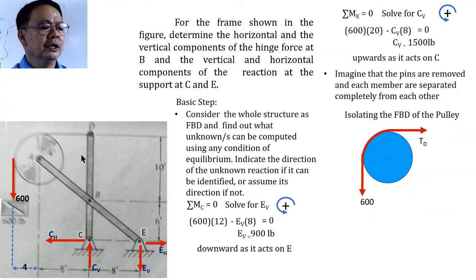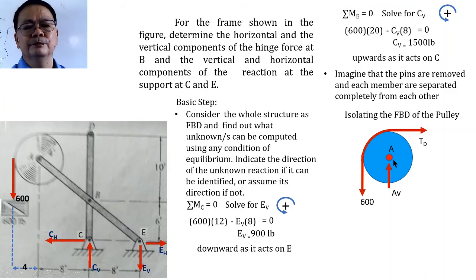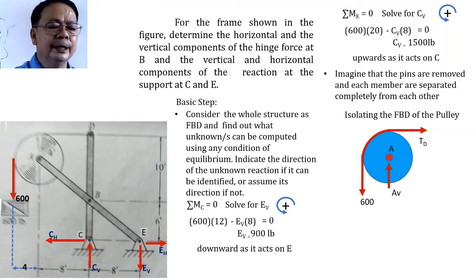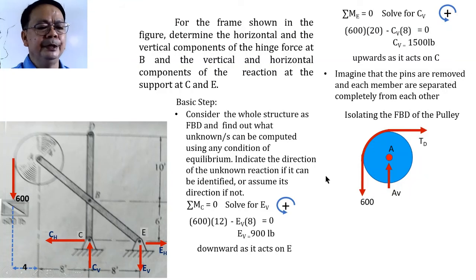At this point, I have now removed the P, so I have to show here the action at that pin at A, the action of this inclined bar ABE upon the pulley. Assuming that the action of that bar is resolved into components, I would have here the vertical component of the force exerted by this bar ABE upon the pulley, and this is called A sub V. Similarly, there will also be a horizontal component of the action of ABE upon the pulley, and this will be treated as A sub H.